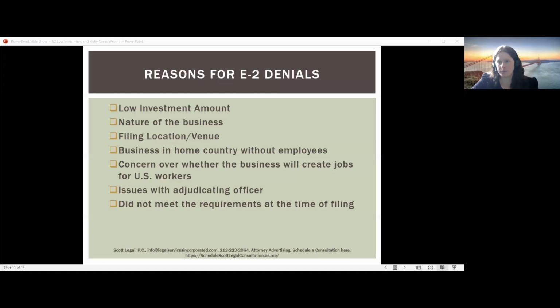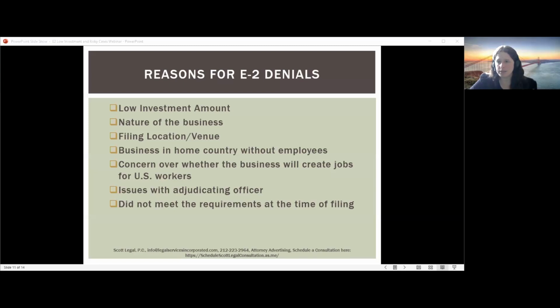Nature of the business can be a reason for E2 denials. Again, we've talked today about different areas like real estate, equity trading, consultancies. These are slightly riskier cases inherently, and so you do want to go in thinking, how can I mitigate some of these risk factors?